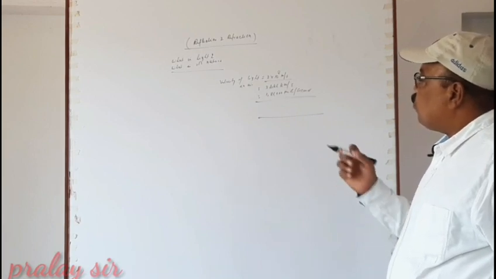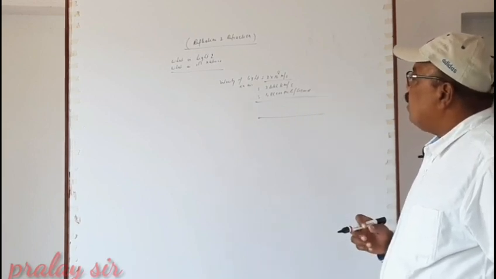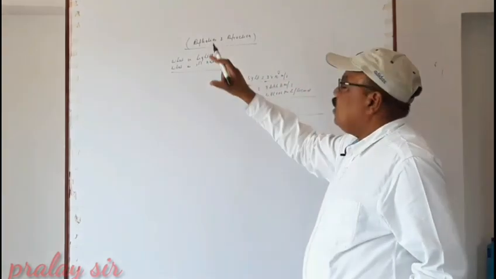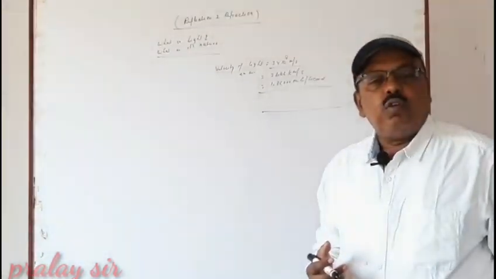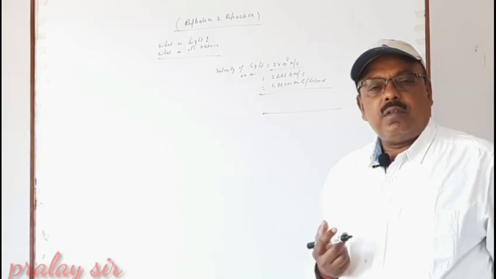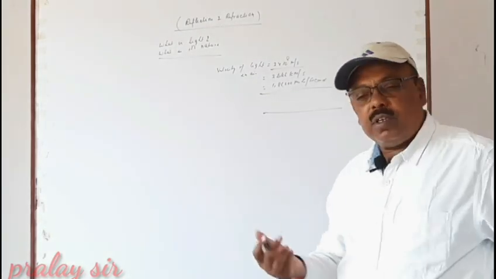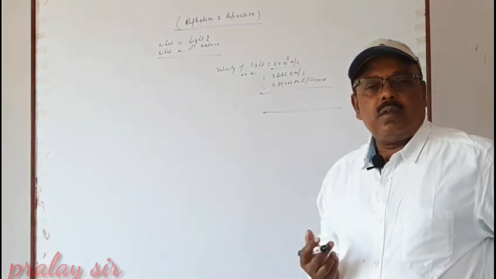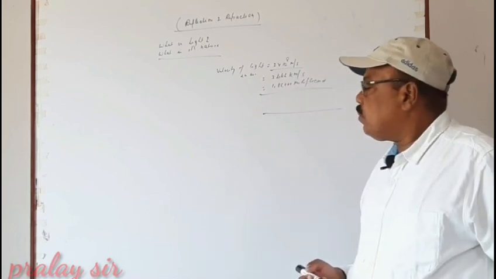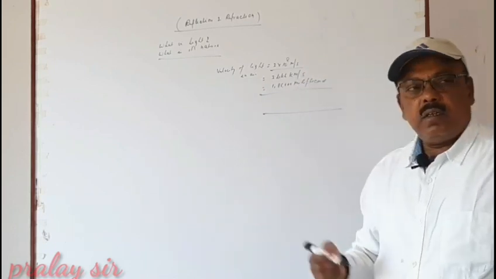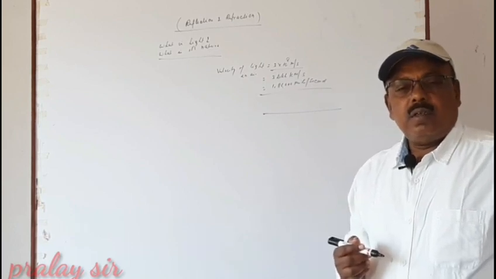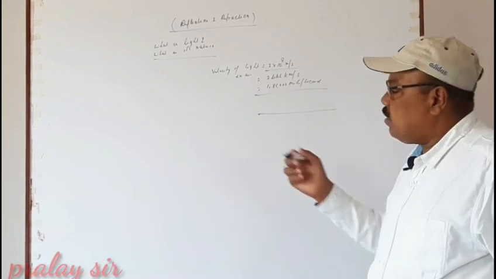But now, what is your syllabus? The first part of the chapter is reflection, and reflection through spherical mirrors. First of all, we have to know what reflection is. When light is incident on any surface, either regular or irregular, it bounces back in different directions. That is known as reflection.